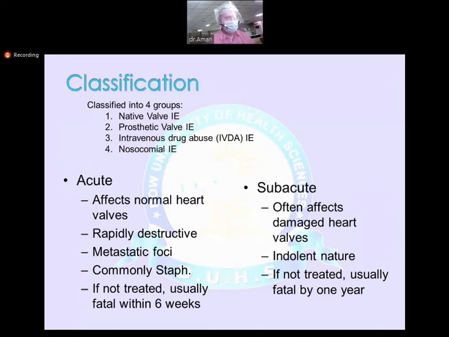It is mostly divided into four groups: native valve, prosthetic valve, IV drug abusers, and nosocomial infective endocarditis. IV drug abuse is mostly in adults, but in pediatrics there is prosthetic valve, native valve, and nosocomial infective endocarditis. It could be acute or subacute. The acute form affects the normal heart valve, is rapidly destructive with metastatic foci, commonly the organism is Staph, and if not treated, it is usually fatal within 6 weeks. So diagnosis and treatment are important, otherwise it could be lethal. In subacute, it often affects a damaged heart valve, and if not treated, it is usually fatal by 1 year. So in subacute the course is prolonged, but in acute the 6 weeks is important and you have to treat it, otherwise it could be lethal.